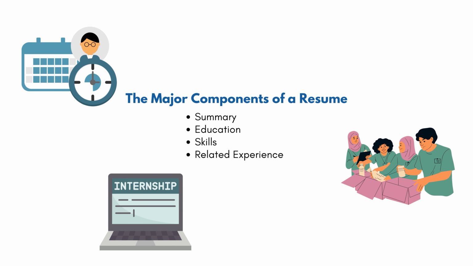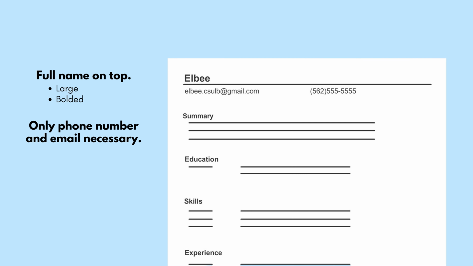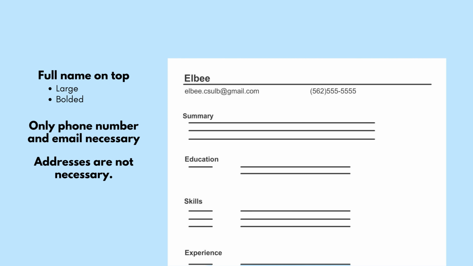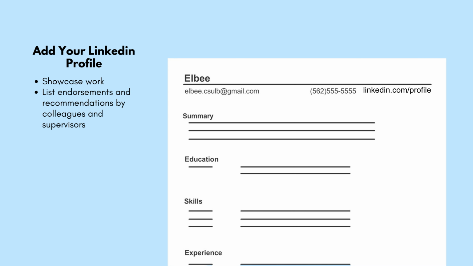So let's start with your header and contact information. Typically, you will have your full name on the top, large and bolded. You only need to add your phone number and email. You can add your address if you want, but it's not required. Some filtering systems will remove candidates that live outside of the area, and you don't want to be taken out of the applicant pool because of that. Another thing you can do is add your LinkedIn profile.